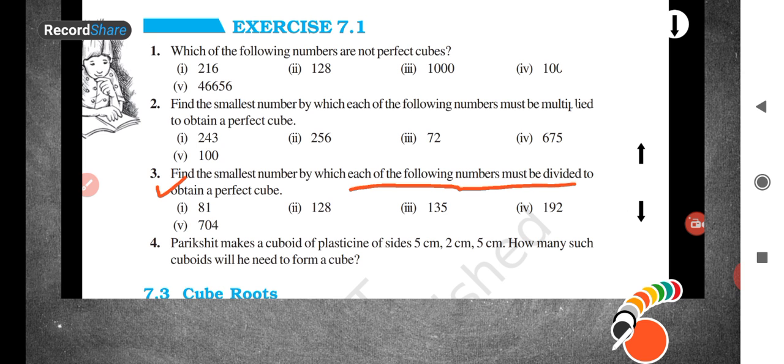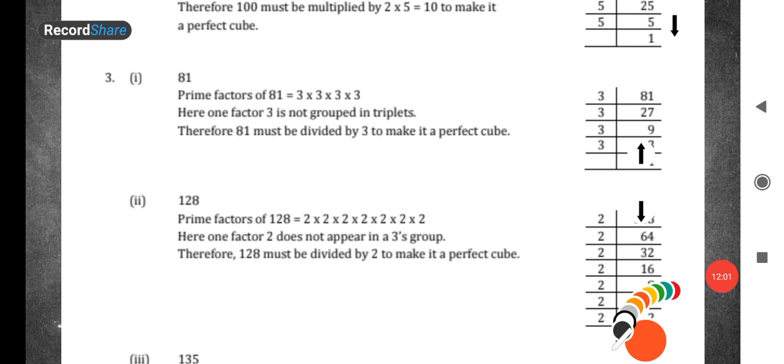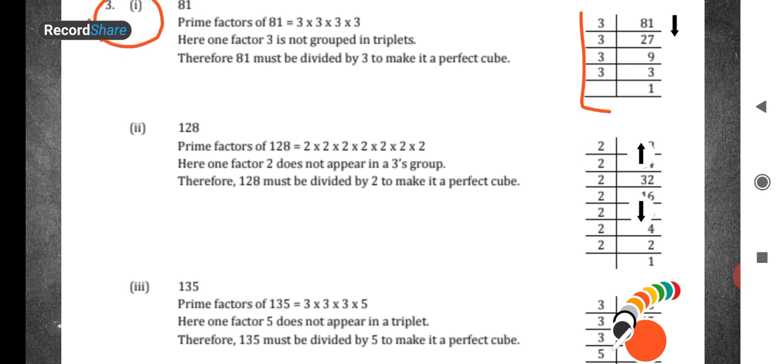So when I solve the question, you will understand it, isn't it? The first question is given 81. So what will you do? You will find the factors of 81. Now if you find the factors of 81, 81 is not divisible by 2, so we have to start with 3. 81 divided by 3 is 27. Again 3, 9. Again 3, 3. That means we got four 3s, isn't it?